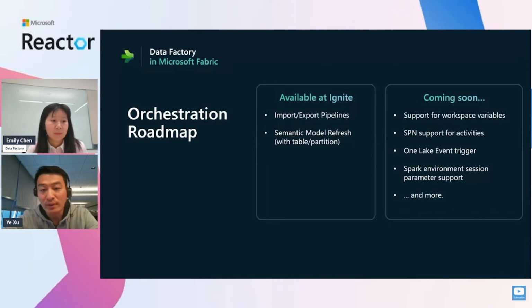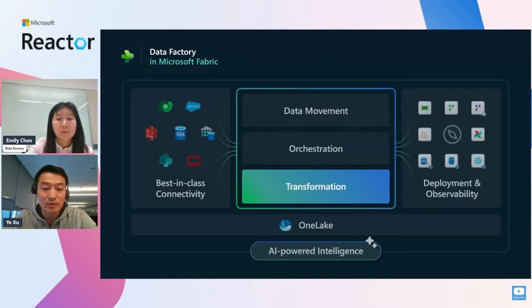Moving forward, coming soon, we're going to support workspace variables so that you can have a more dynamic way to orchestrate your pipeline. We will also support service principal (SPN) support for all activities. And we will also have a OneLake event trigger so that you can achieve a scenario like when a file arrives on your OneLake, your pipeline is triggered, etc. Yeah, that is for the orchestration.